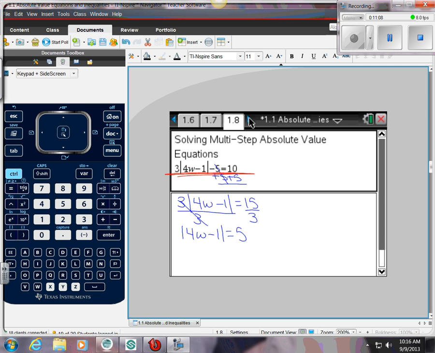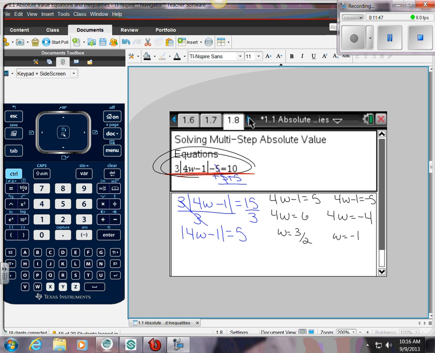Okay, so you should have 2 equations set up, right? You should have 4w minus 1 equals 5 and 4w minus 1 equals -5. You have to have a positive and a negative. First step, add 1. So we get 4w equals 6 and 4w equals -4. Now what? Divide by 4. So w equals 3 halves, right? 6/4 reduces to 3 halves. And w equals -1.